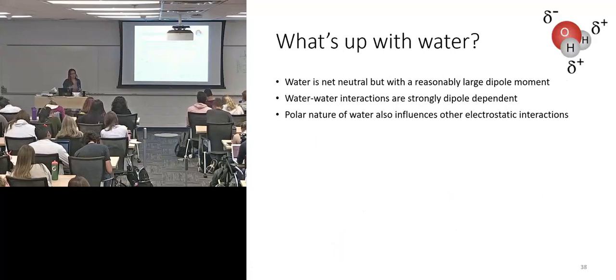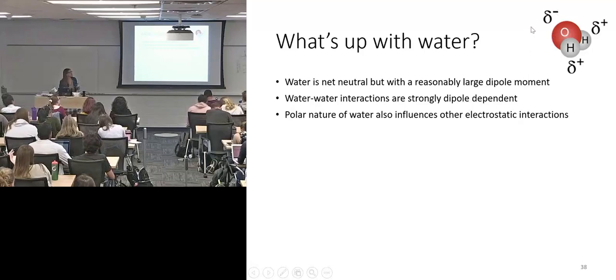Water is net neutral, but the oxygen is greedy, as we learned earlier. So it's always going to have a reasonably large dipole moment, because the negative charge, the electrons, will be concentrated towards the oxygen end, and the two hydrogens have more positive concentration on that end, okay? So water-water interactions are strongly influenced by this dipole dependency and the polar nature of water, okay?